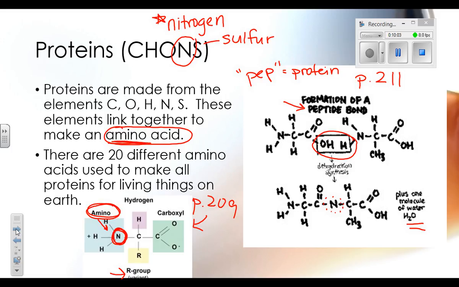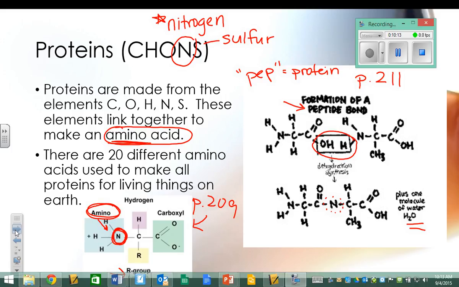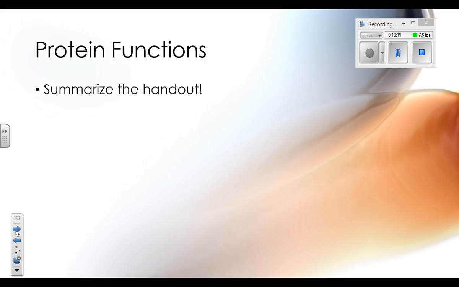The reverse is also possible. Hydrolysis, I can put that molecule of water back in, break the two amino acids apart. So then the next thing is protein functions, and there are quite a few. So I'm going to ask you to do a little summarizing here.